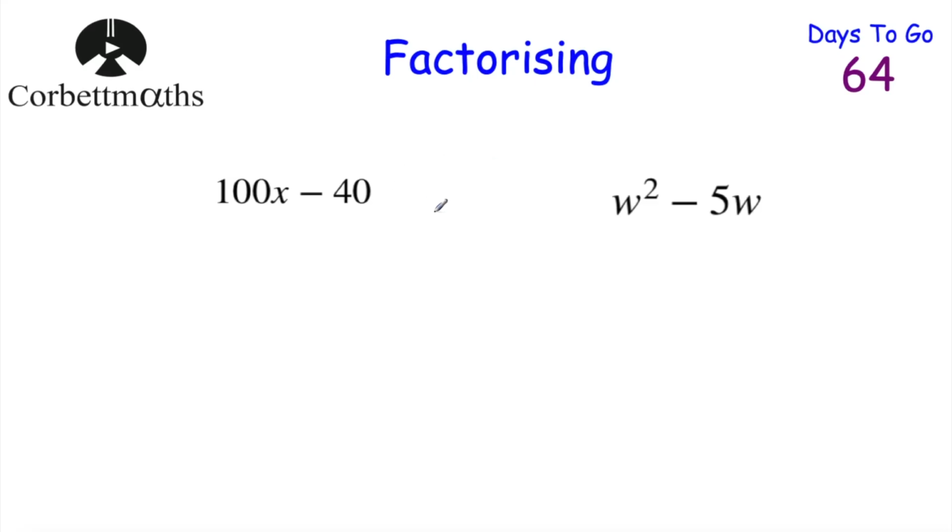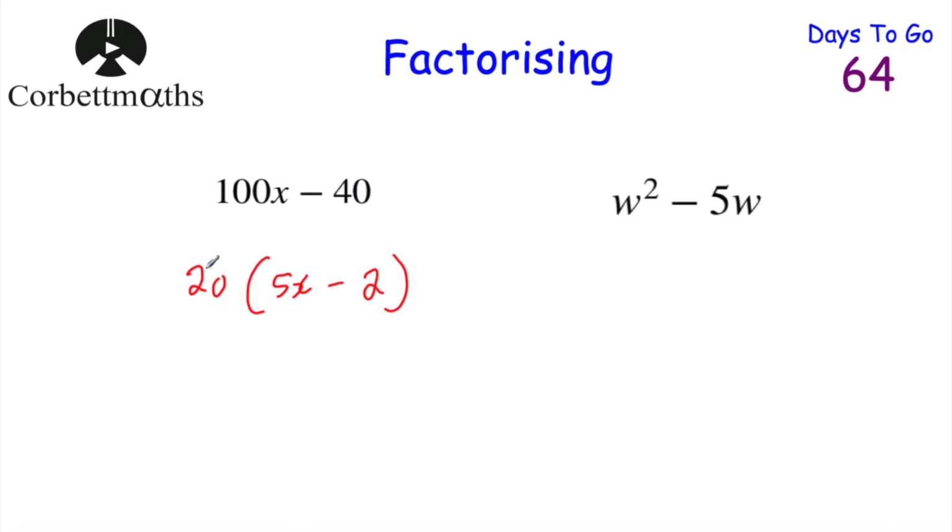Okay, let's have a look at another 2, so feel free to press pause and to factorise these yourself now. Okay, so if we were factorising 100x minus 40, I can see we can divide both of these by 20. So I'm going to take 20 outside of the brackets, and then open up the brackets, and then 100x divided by 20 would be 5x, and then we've got minus, and then 40 divided by 20 is 2. So if we were asked to factorise 100x minus 40, the answer would be 20, open brackets, 5x minus 2.